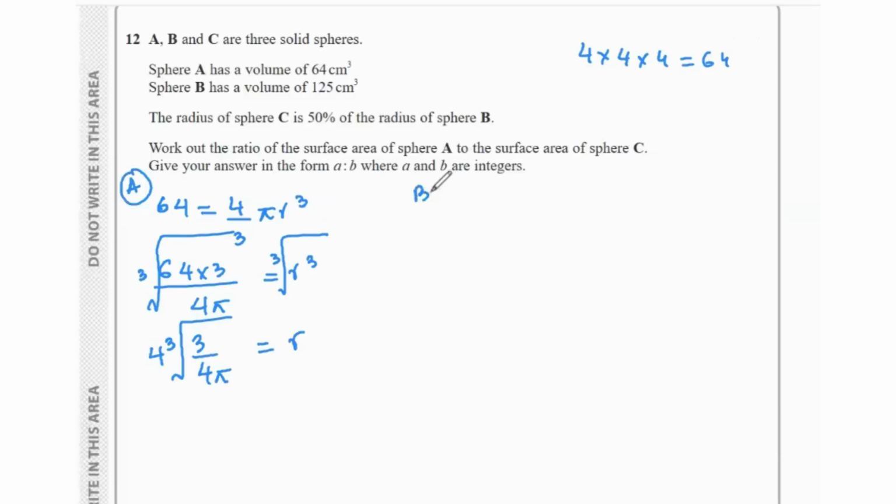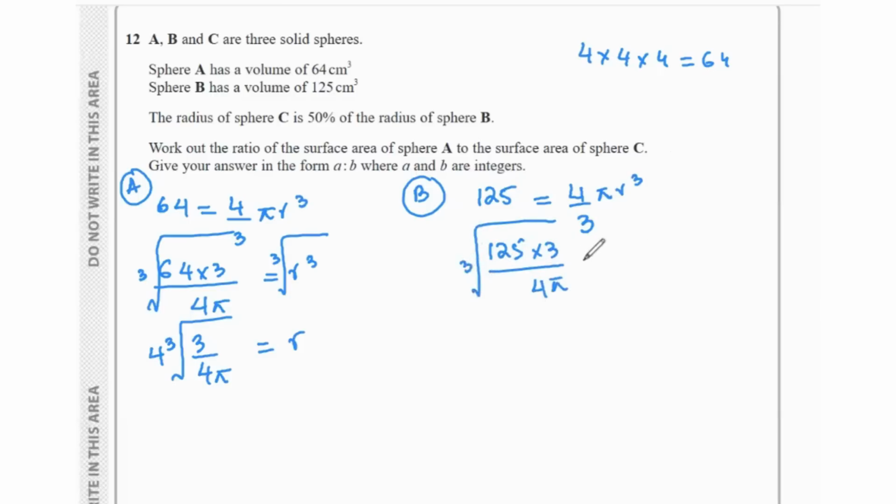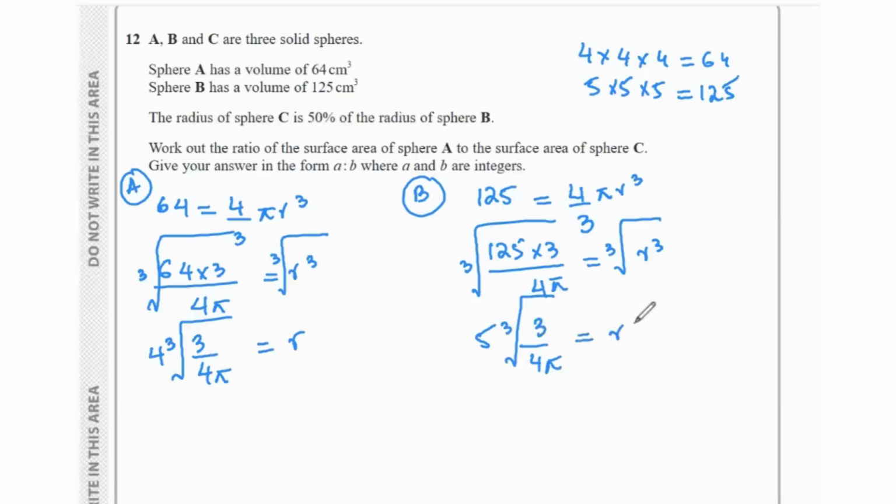Now for sphere B, it's 125 equals 4 over 3 pi r cube. So 125 times 3 over 4 pi, cube rooted. Same steps as for sphere A. So 125 is basically 5 times 5 times 5. So the 5 comes outside, and cube root of 3 over 4 pi remains inside the cube root. So this is equal to r.